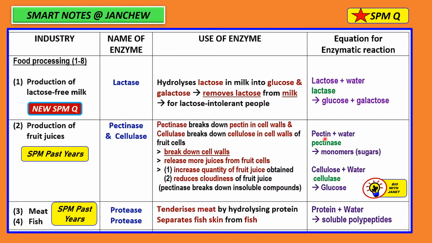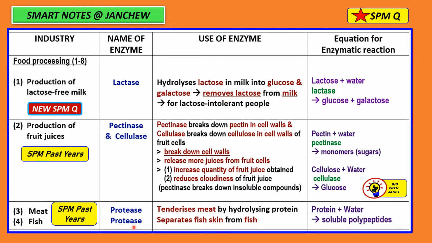So pectin plus water is acted on by the enzyme pectinase to produce the monomers. Cellulose plus water is acted on by the enzyme cellulase, and the end result is glucose. So all these products that are produced are water soluble, right? From insoluble products, the water-soluble products are formed. Now, in the production of meat, protease is used to tenderize meat by hydrolyzing protein before cooking it. So the protein is digested to form soluble polypeptides, and this will tenderize the meat.